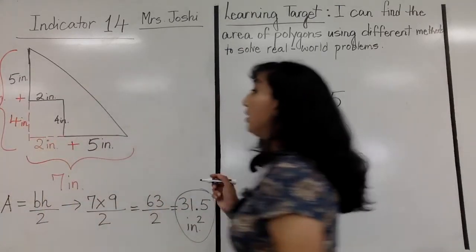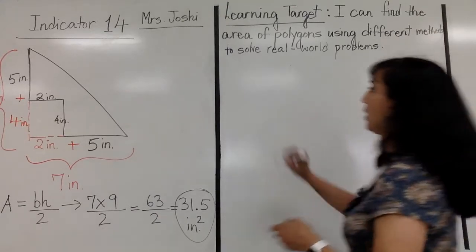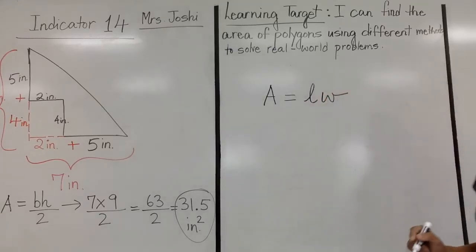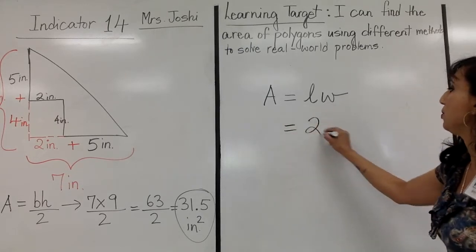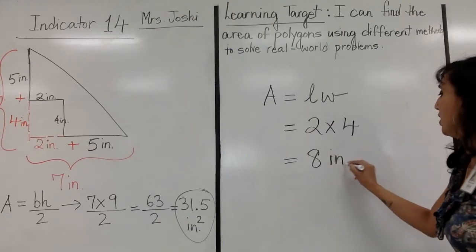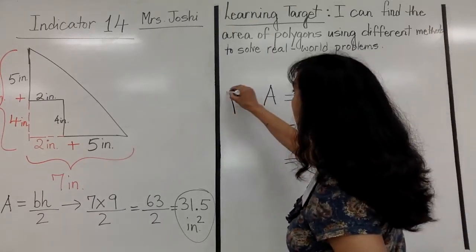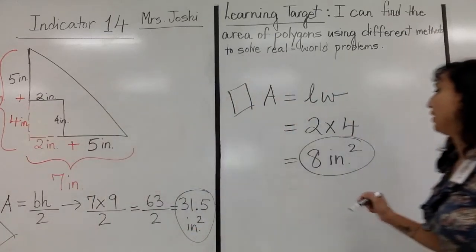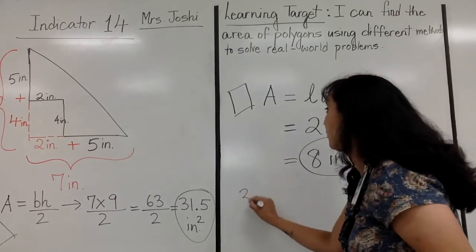Okay, now I need to find the area of just the square. Okay, a rectangle, sorry. So area of this rectangle, area is length times width, so I have 2 times 4, which gives me 8 inches squared, and this is just the rectangle. So this is my rectangle, this is my triangle, and now because the rectangle is not part of that triangle, I am going to remove it.